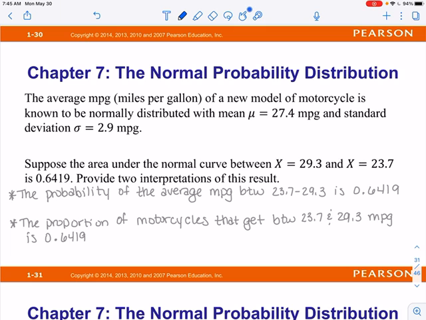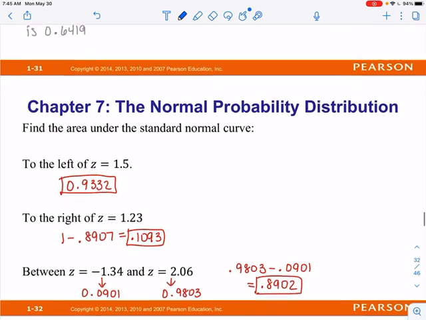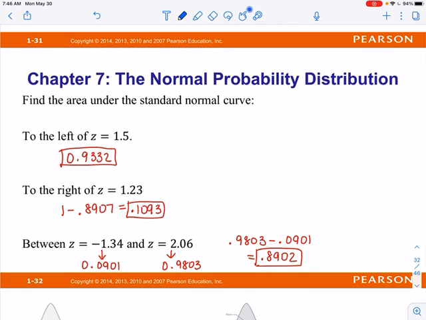The probability of the average miles per gallon between 23.7 and 29.3 is 0.6419, and the proportion of motorcycles that get between the 23.7 and 29.3 miles per gallon is 0.6419. Okay, these next questions are all coming directly off of Table 5. So you're just going to need to look these up on Table 5.